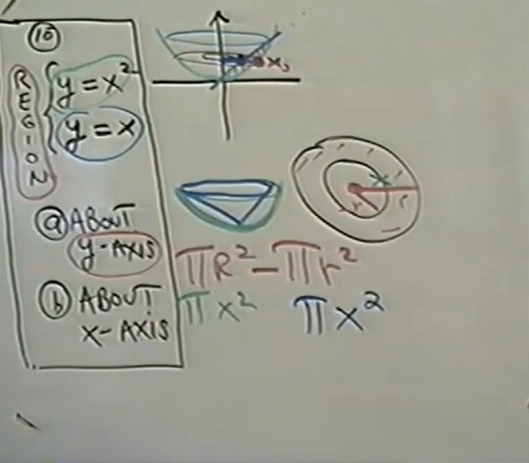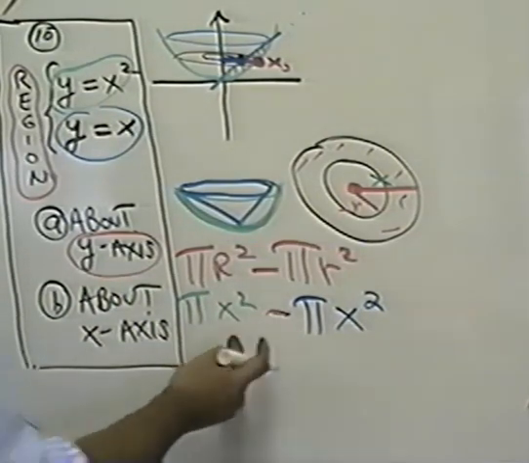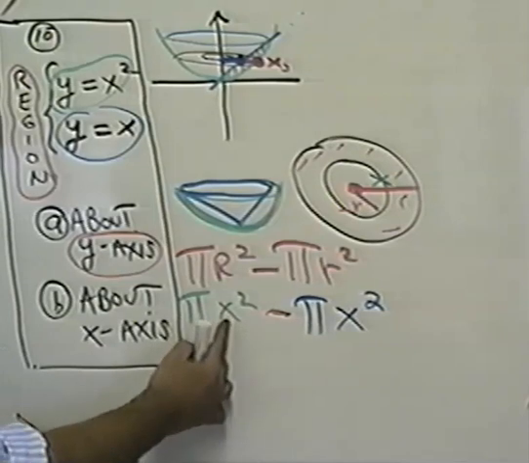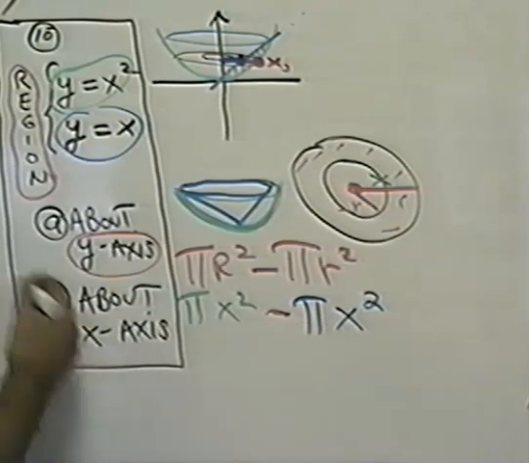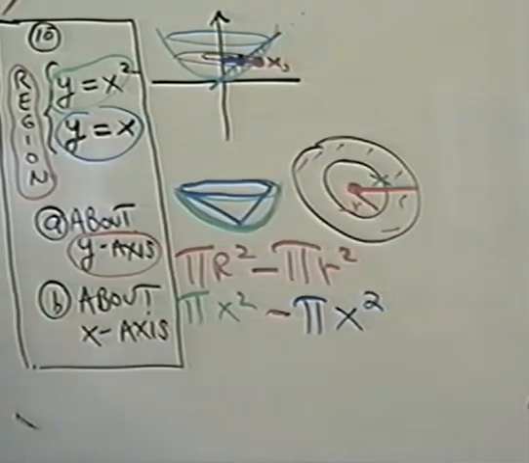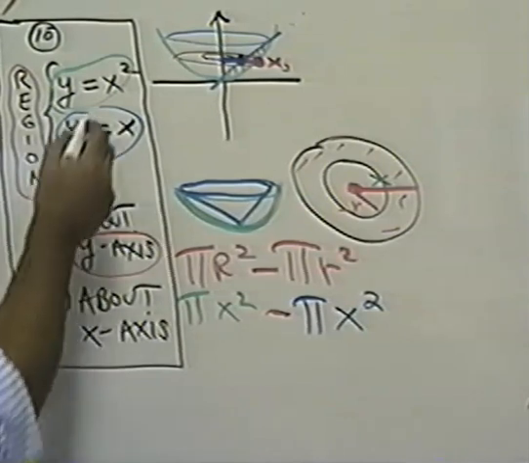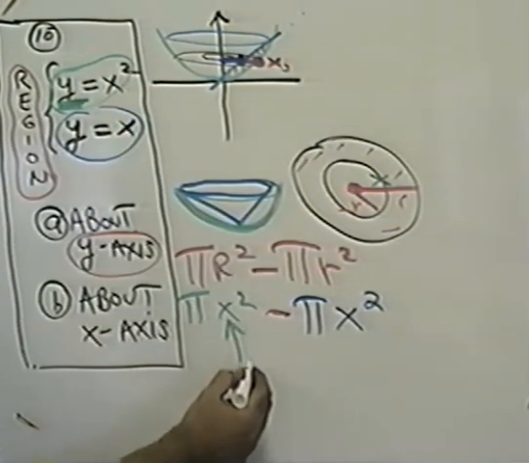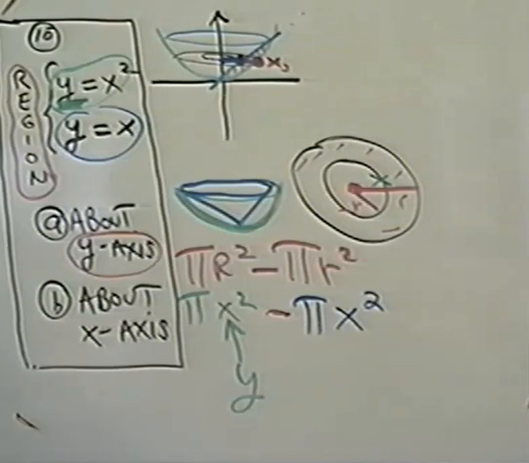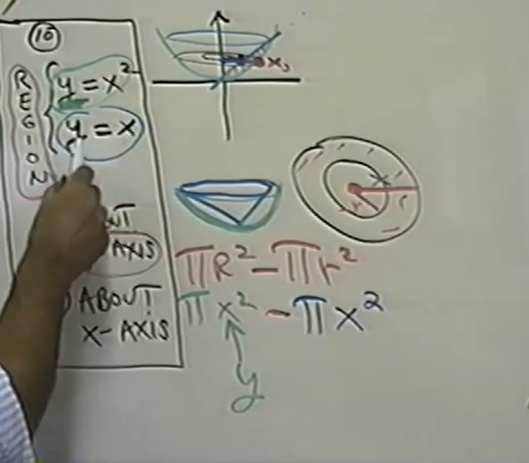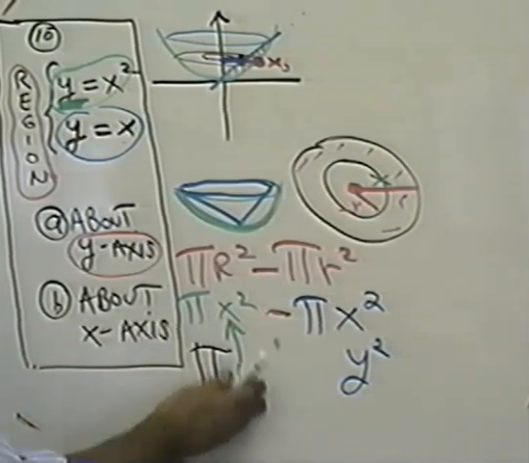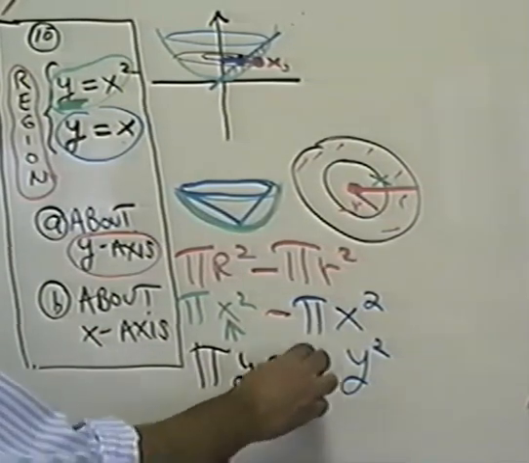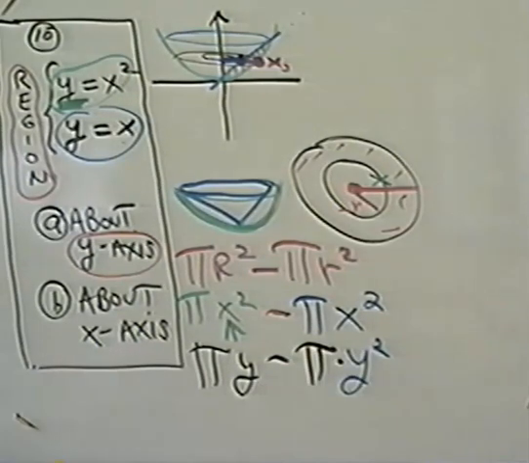Now I know it looks like you have 0 here, but not really, because this is the green x, this is the blue x. So we really don't have 0 when we subtract these. As you can see, the green x squared is just y, and the blue x squared, since x equals y, will be y squared. Okay? So now we have pi times y minus pi times y squared.